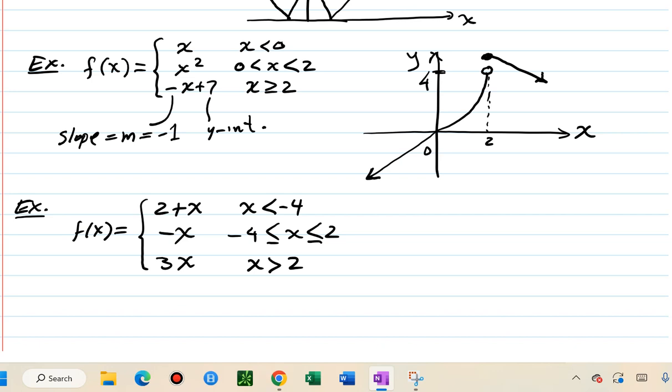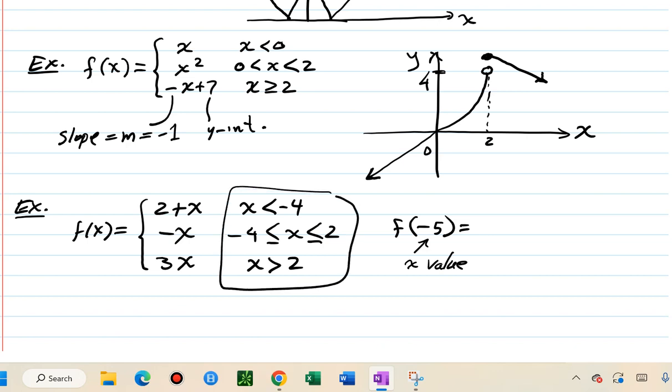For this one, I just want to do, for instance, f at negative 5. I just want to know which piece am I supposed to use. Well, negative 5, you have to look, remember, this is your x value, right? In this case, just a single x value. So I'm going to look at which domain it fits in. I'm not even looking at these functions yet. I'm just looking at the x values. Where does this negative 5 fit under? Well, is negative 5 greater than 2? No, so it's not going to be that piece.